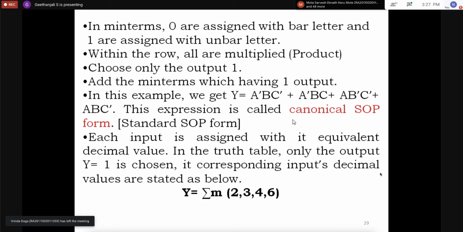Then in minterms, 0 are assigned with the bar letter and 1 are assigned with the unbar letter. Within the row, all are multiplied. Choose only the output 1. Add the minterms which have output 1. In this example, we get y is equal to a dash bc, a dash bc, a b dash c dash. This expression is called canonical SOP form, standard SOP form.